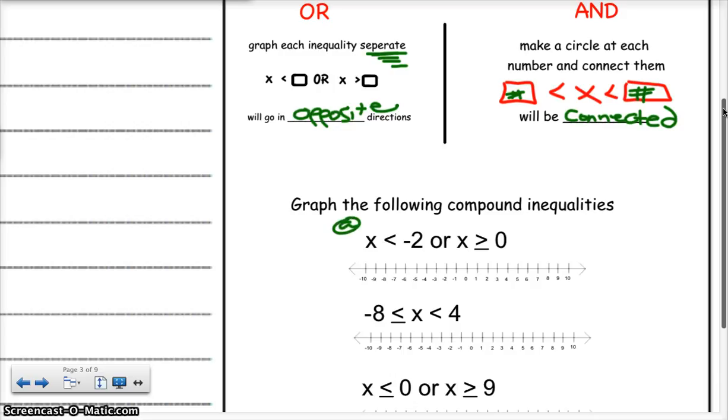X is less than -2 or X is greater than or equal to 0. So it's an or statement because I have the word or. So I'm going to just graph each inequality separately on the same number line. X is less than -2 is an open circle at -2 going to the left. Or X is greater than or equal to 0, closed circle at 0 going to the right. Done. That's all I have to do. It looks advanced, but it's pretty easy because you just graph them separately.